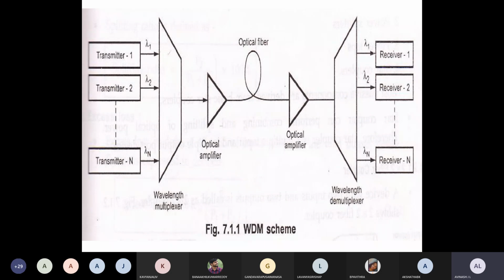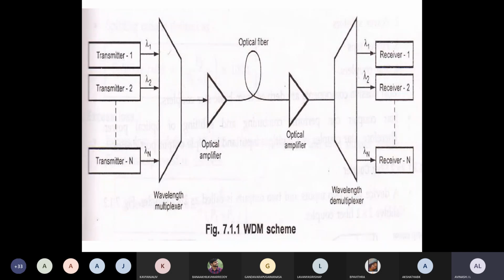There will be n number of inputs and n number of outputs. So n is to 1 multiplexing and 1 is to n demultiplexing is going to happen. It's very clear. So we have taken transmitter 1, transmitter 2, up to transmitter n. On the receiver side we have taken receiver 1, receiver 2, up to receiver n.